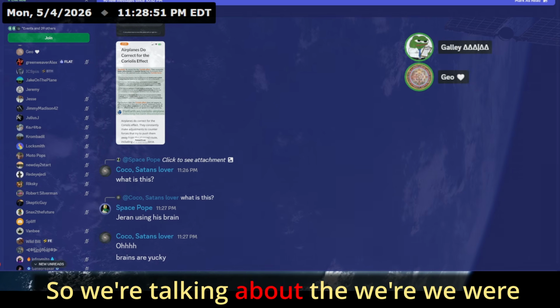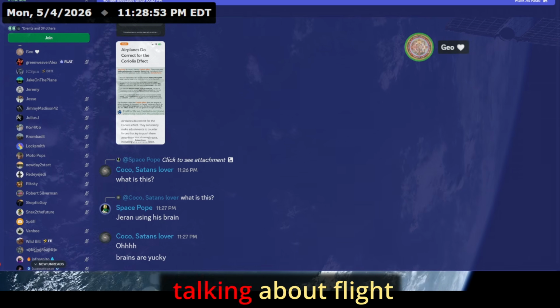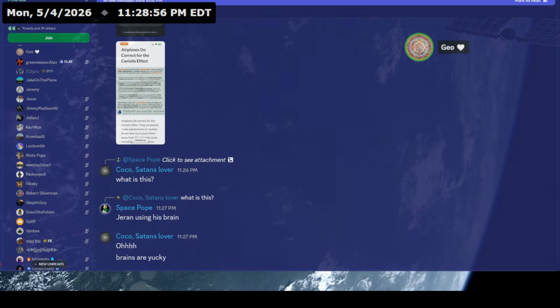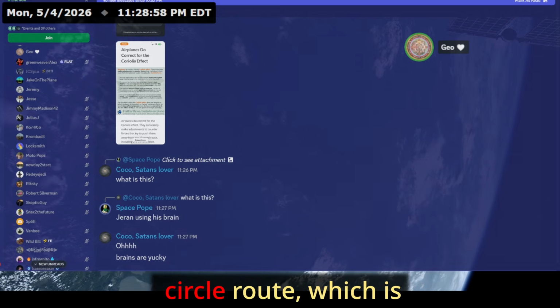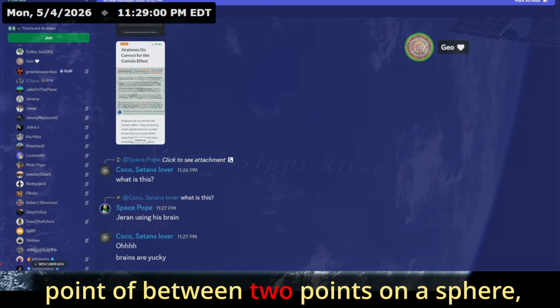All right, so we were talking about flight paths and shipping routes, and also that's connected to the Great Circle route, which is claimed to be the shortest path between two points on a sphere.